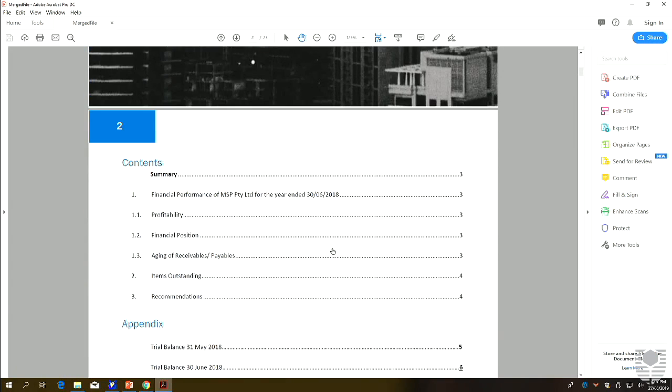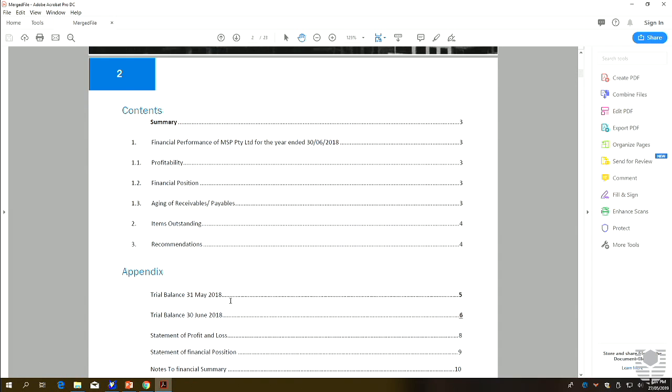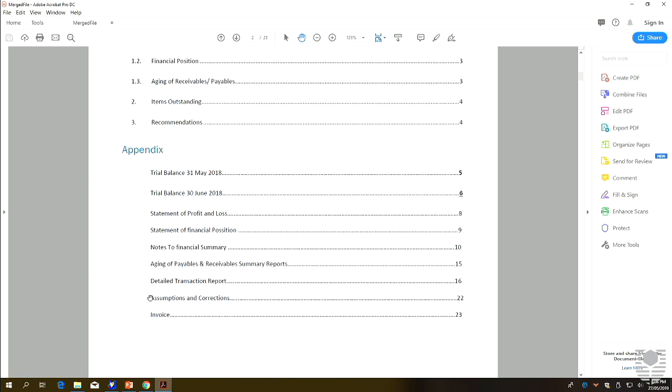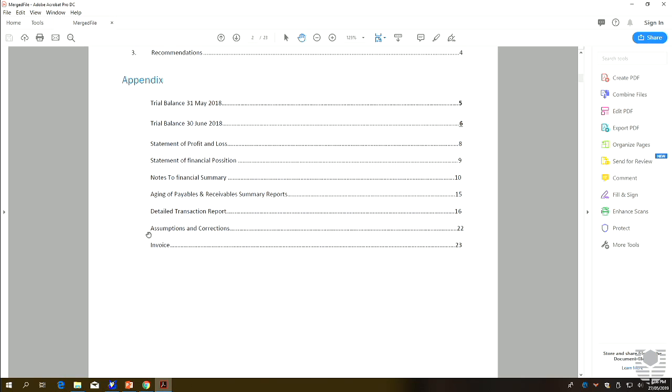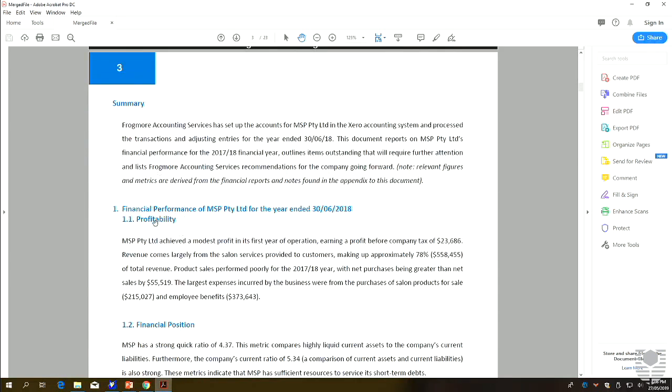Nice contents page. Notice we've got page numbers there. Everything's presented nicely with a colour scheme, blue all the way through, all nice and neat. It's clear what you've got, what your appendices are. Some people just had Appendix 1, Appendix 2, Appendix 3, but didn't label them. It's nice if you've got a contents page that you know exactly what the items are in your appendix. They've got some key assumptions and corrections in their appendix at the back, and they did include an invoice.